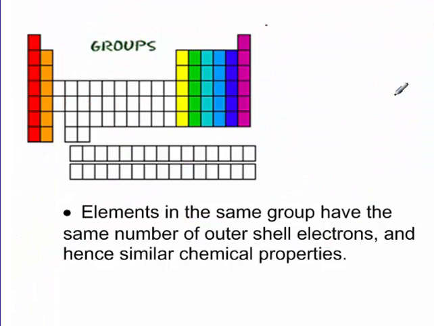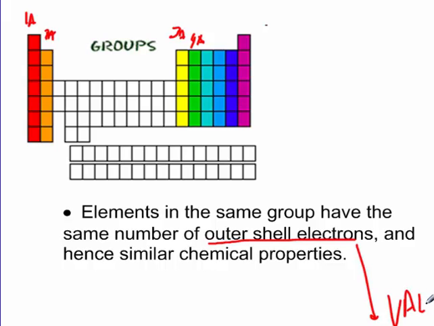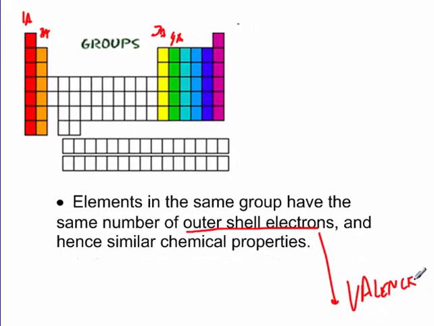There are some very distinct things when we look at groups. When you look at your periodic table, it might say 1A, 2A, 3A, and going across 4A, 5A, 6A, 7A, 8A. Any element in the same group is going to have the same number of outer shell electrons, and we also call those valence electrons.